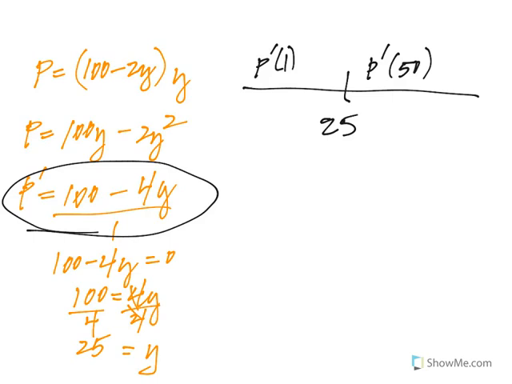So if I plug 1 into y, I get 100 minus 4. That's definitely positive. That means it's going uphill. Now, if I plug 50 into my slope machine, I get 100 minus 200. Definitely negative, which makes this thing right there a maximum.